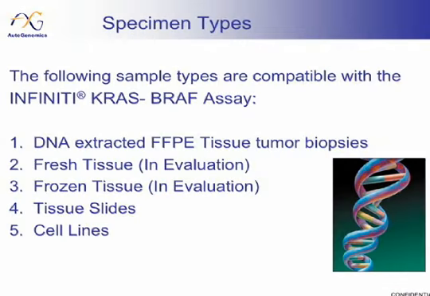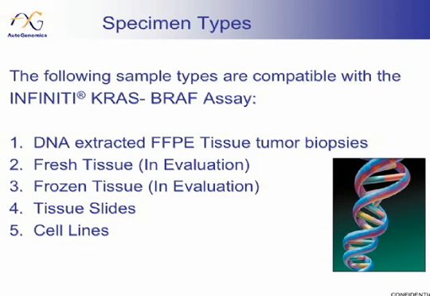So the specimen types that we were using in development of the assay and also post-development include DNA extracted from the formalin-fixed, paraffin-embedded biopsy material, fresh tissues, frozen tissues, material that's scraped off of histology slides, and then also a number of cell lines that we use for controls to verify that the assay is working as we would like it to.